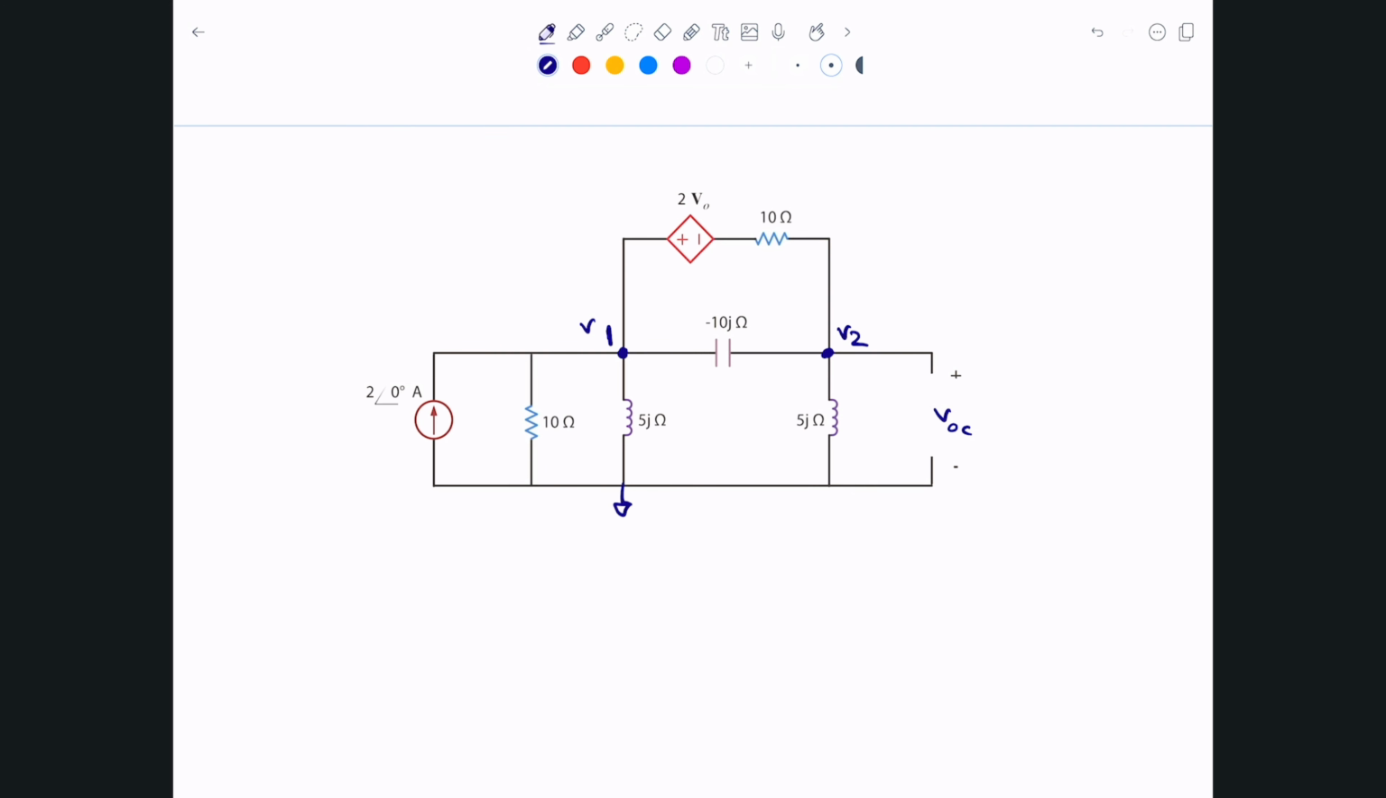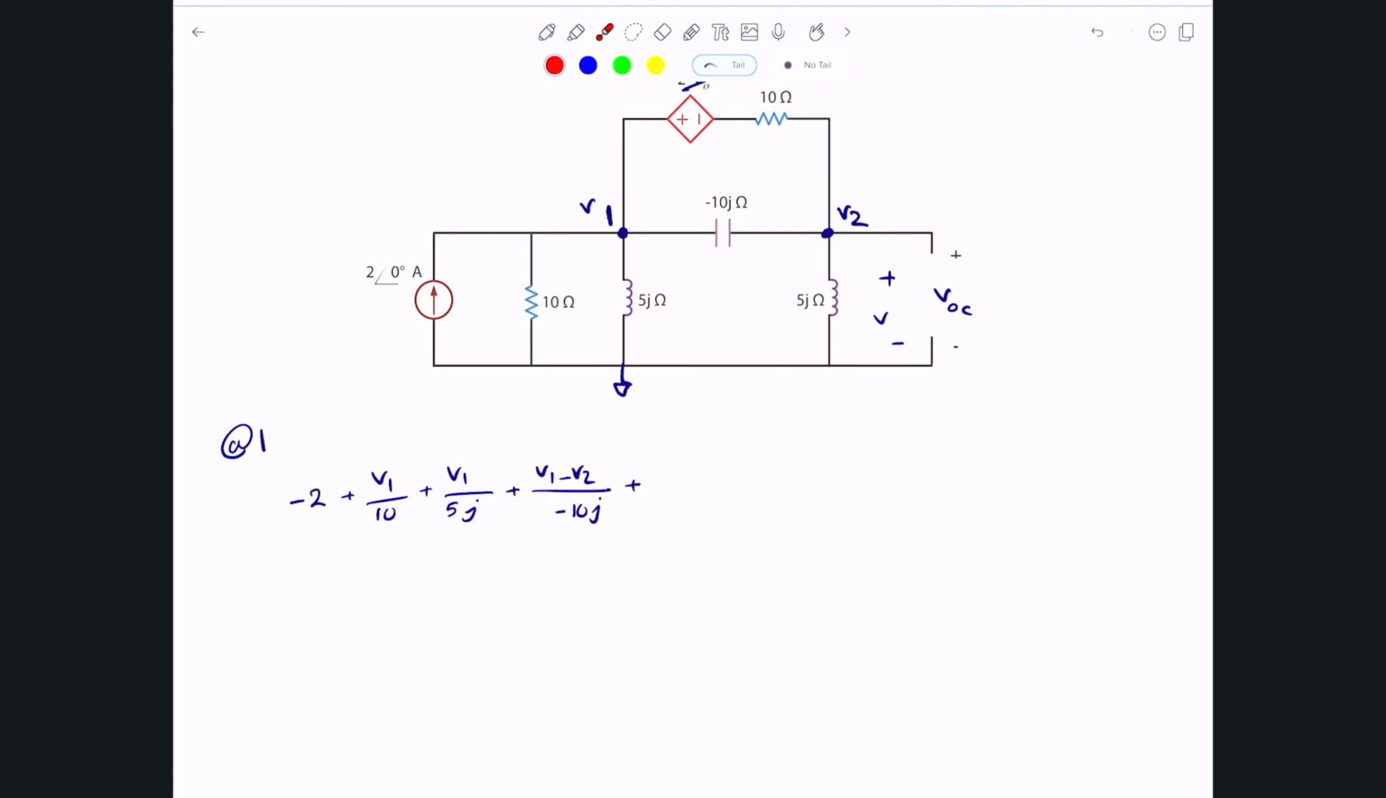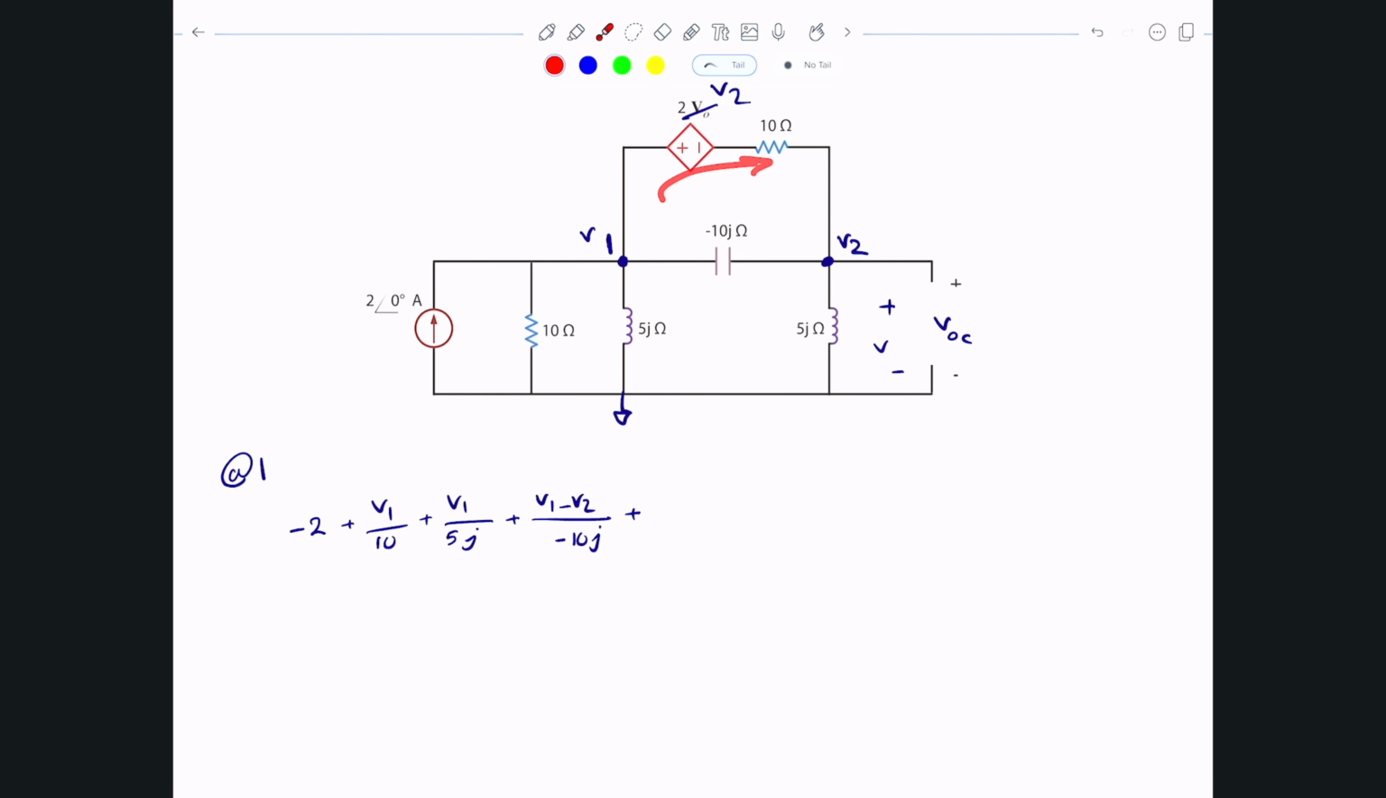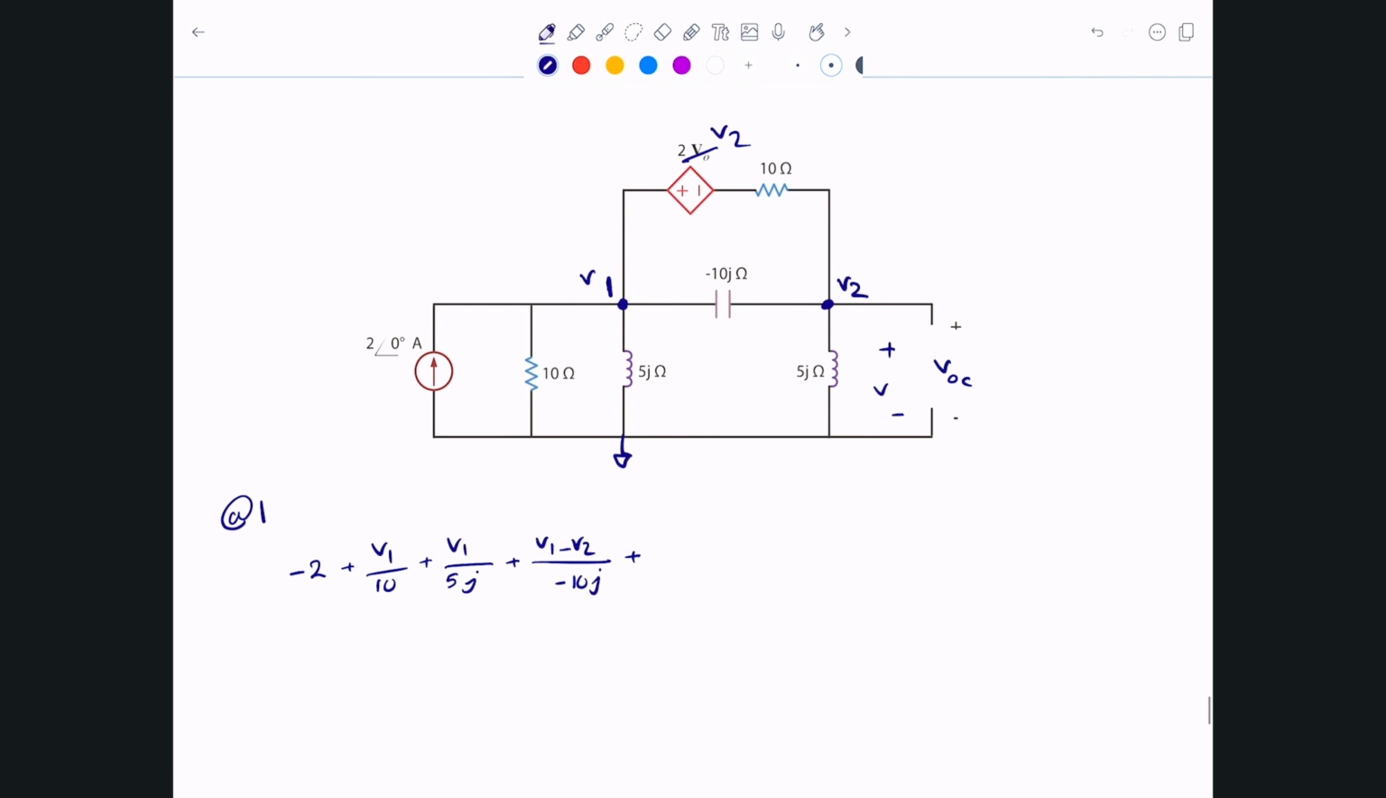All right, so let's do nodal at node 1. Nodal at 1 tells me: -2 amps, plus V1 divided by the 10 ohms, plus V1 divided by the 5j, plus V1 minus V2 divided by -10j. This is the current flowing through this element here. And of course, that leaves us with the current flowing through this dependent voltage source, which I've written here. So where's V0? V0 happens to be here, which is the same as V open circuit, which is the same as V2. So I'll just utilize V2 for V0 in here.